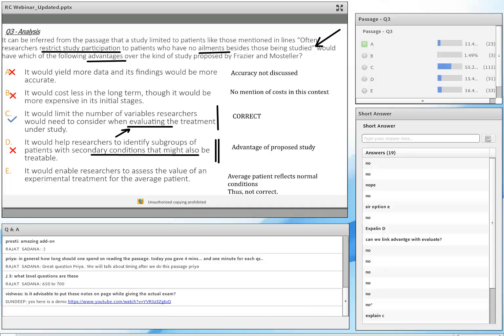Vishwas, does that help you? Okay, good. I can see explain D changing to yes.